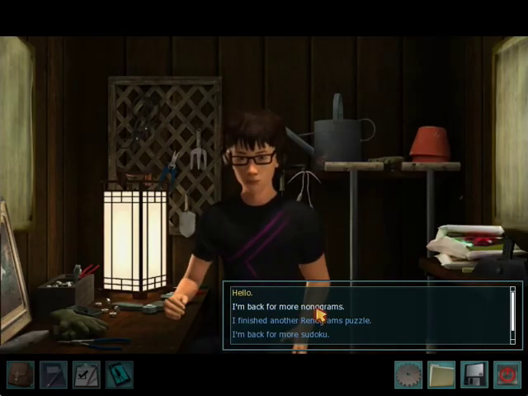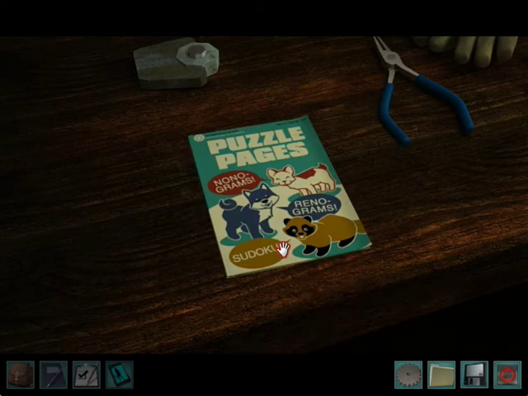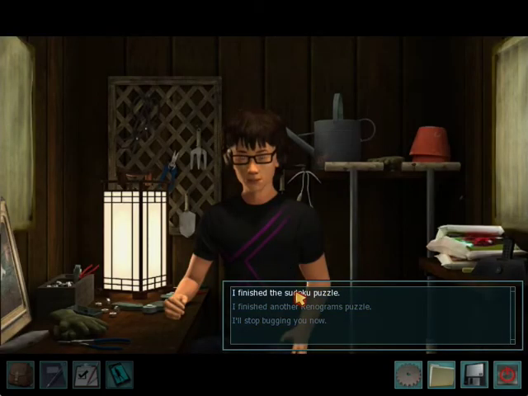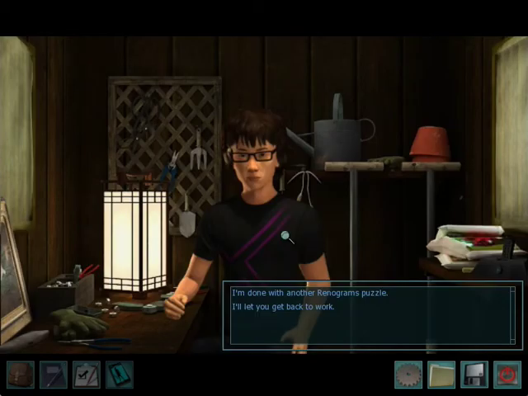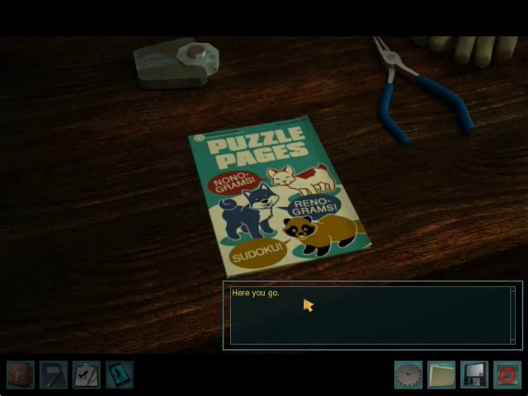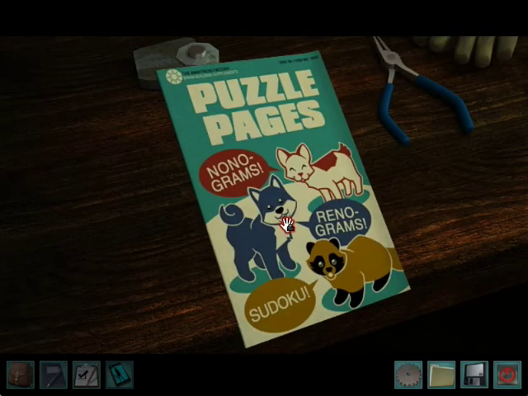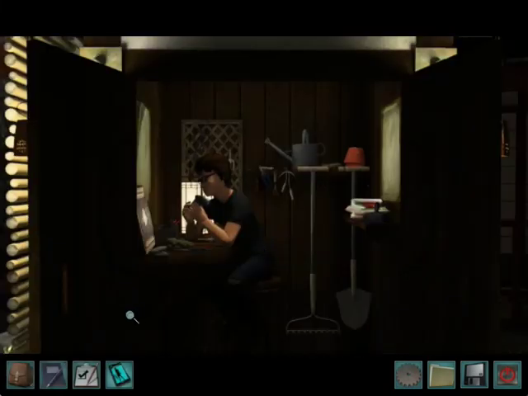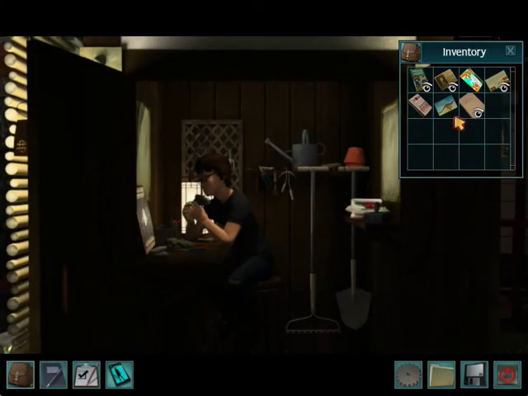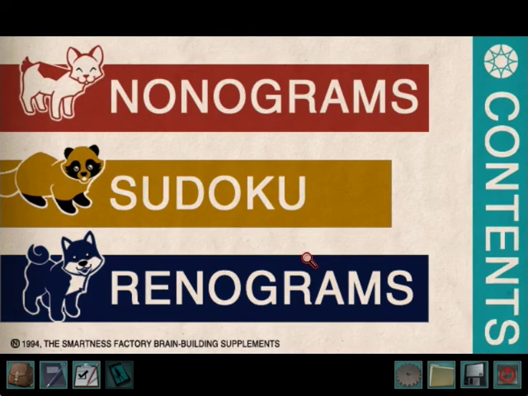Hello. More! I'm back for more nonograms. Here you go. I finished the Sudoku puzzle. Here you go. Bring it back if you want more. I'm done with another nonograms puzzle. Here you go. Great, alright. I'll let you get back to work. Bye. Yeah, I'm sorry if this is really boring, guys, but that's why I'm doing it in a separate video.